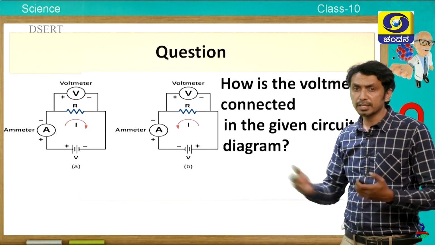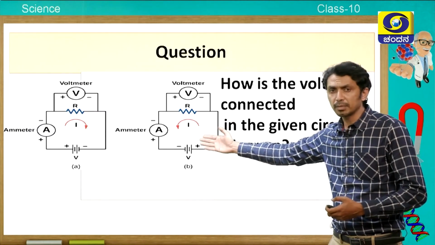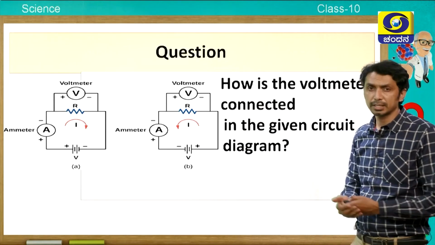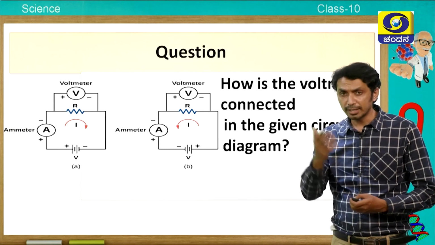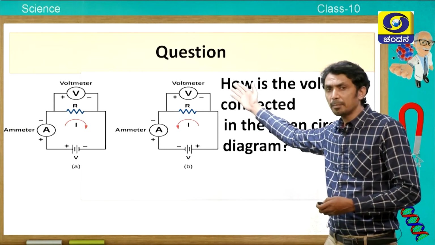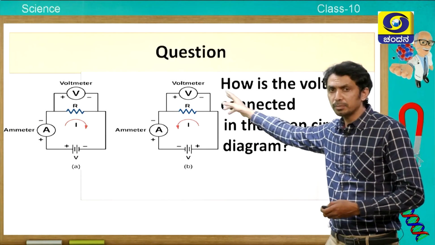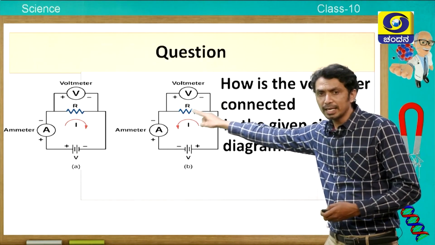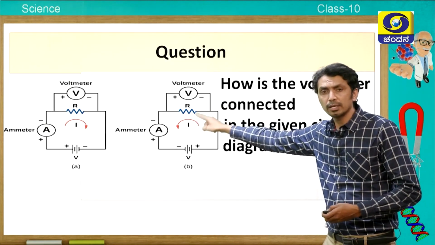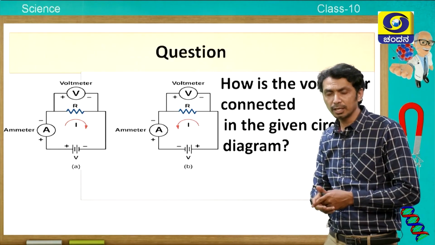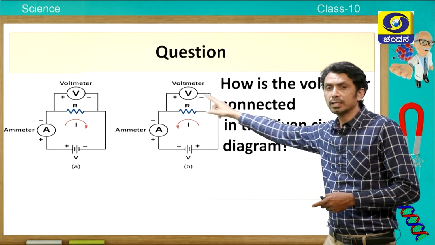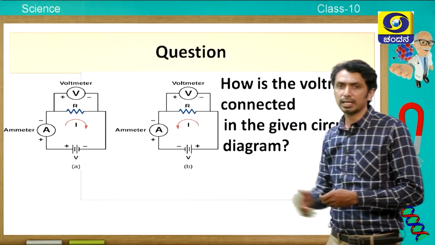Children, here is the next question. In this diagram, how is the voltmeter connected in the circuit? Yes, you are right. It is connected in parallel because we measure the potential difference at the two ends where we want to measure the difference of charges, right? So that is why we connect it in a parallel connection.